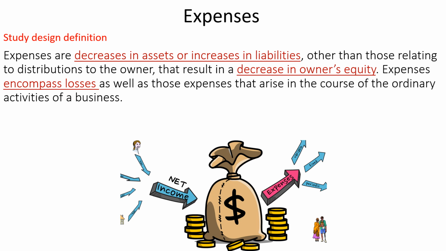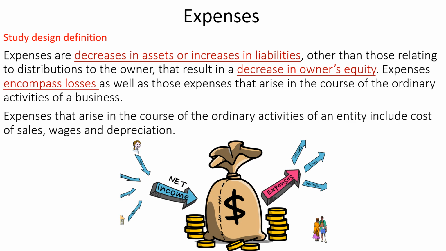But the study design goes on further, which is quite helpful, to say it encompasses losses as well as those expenses that arise in the ordinary course of the business. So those losses include things like the depreciation that we've claimed for the year, bad debts that have been incurred, etc., and also things like inventory write-downs. And the study design actually even specifies a couple of these in their examples, which is pretty helpful.